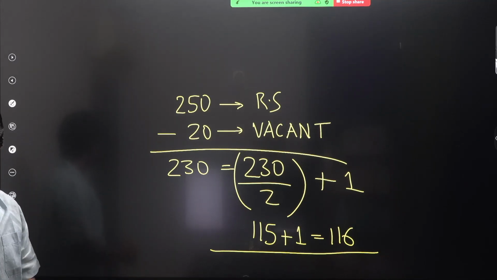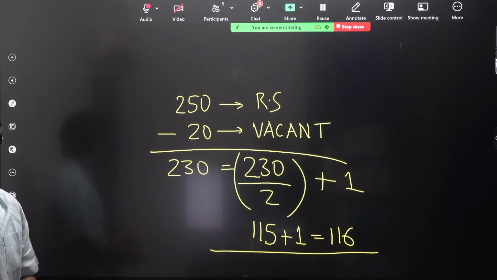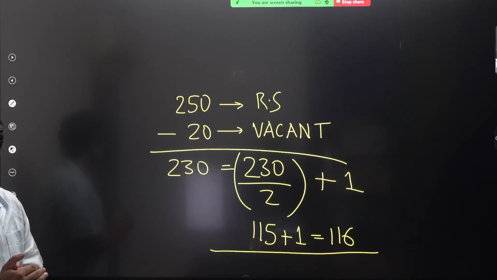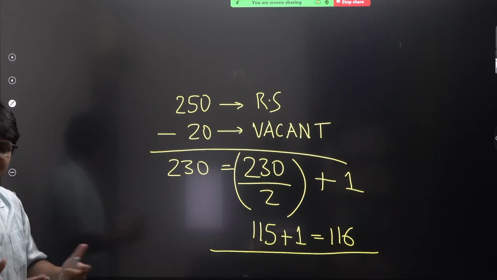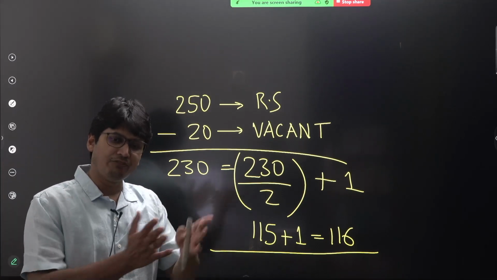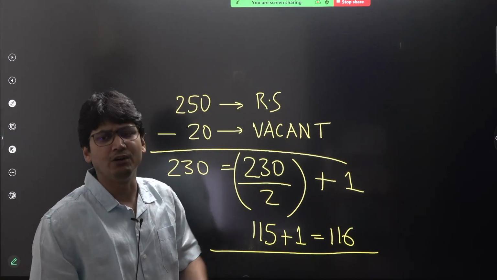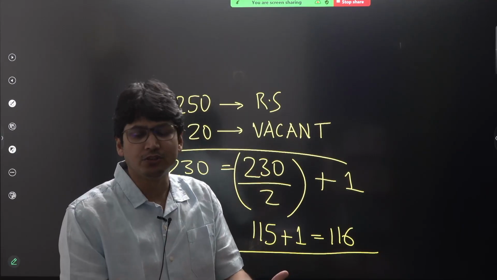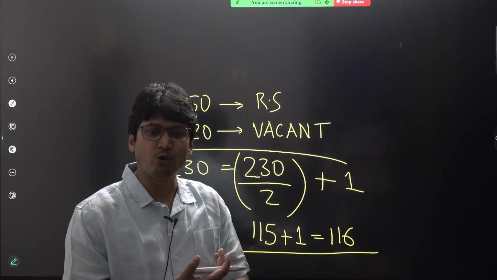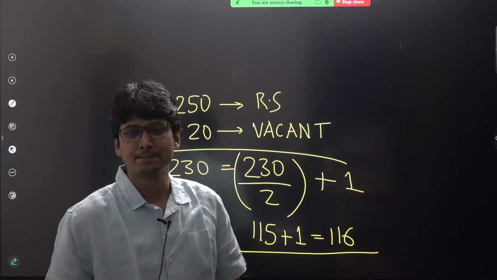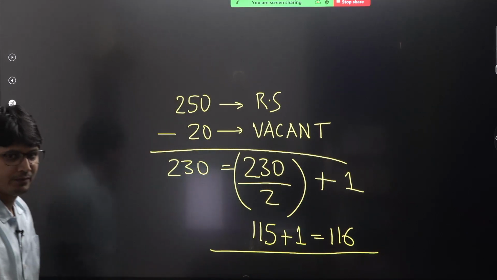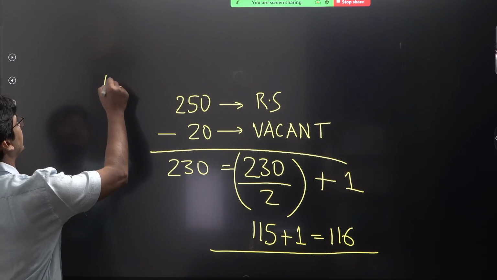Krishna, how do you understand the meaning of plus 1? Simple maths: take half of it, then add one more, only then will the majority come. How will you calculate the majority? You have to always add 1. Okay, so this is your effective majority.